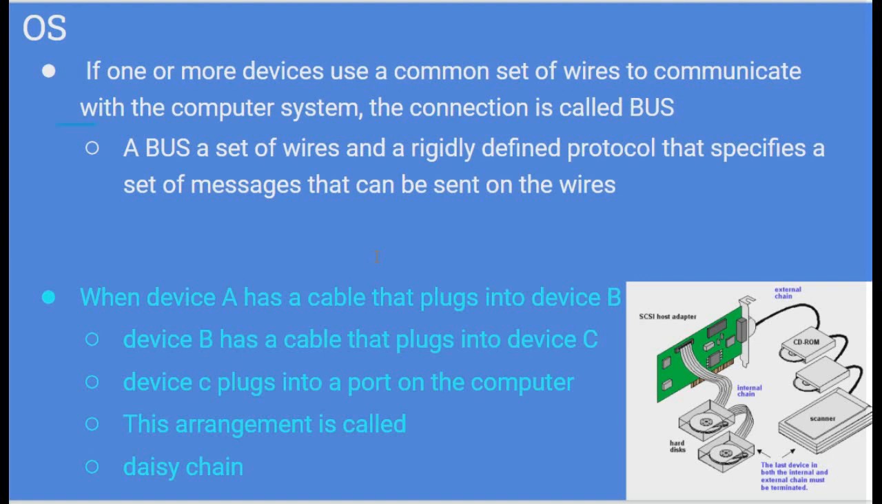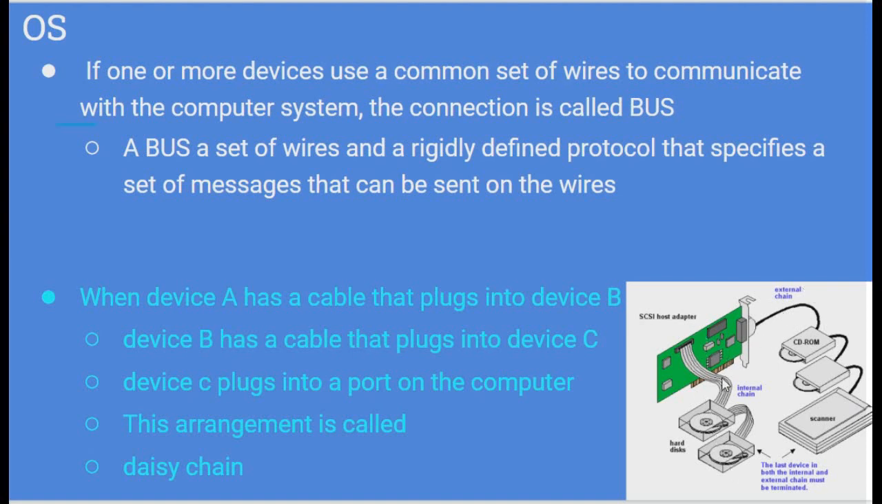When device A has a cable that plugs into device B, and device B has a cable that plugs into device C and so on, and finally it is plugged into a port on a computer, this arrangement is called a daisy chain. As per this picture, you could see a SCSI host adapter having two examples. One is an external chain, another one is an internal chain.